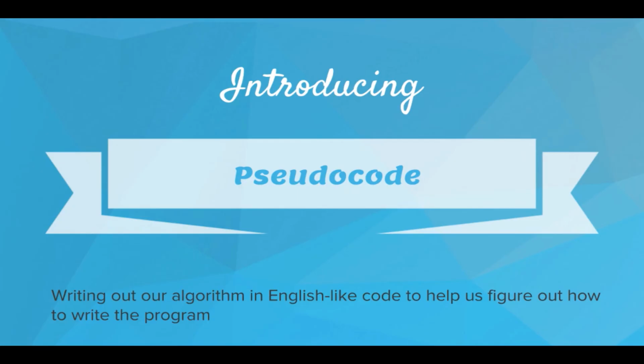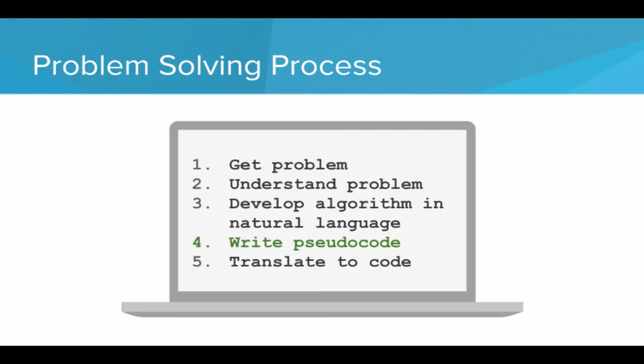So it's in between English and actual code. Let's look at an example of this. So the problem-solving process should really look like this. You get the problem, you think about it and understand it, make sure you understand the problem, then develop the algorithm that solves the problem in natural language, just English or Spanish or whatever natural language is for you.